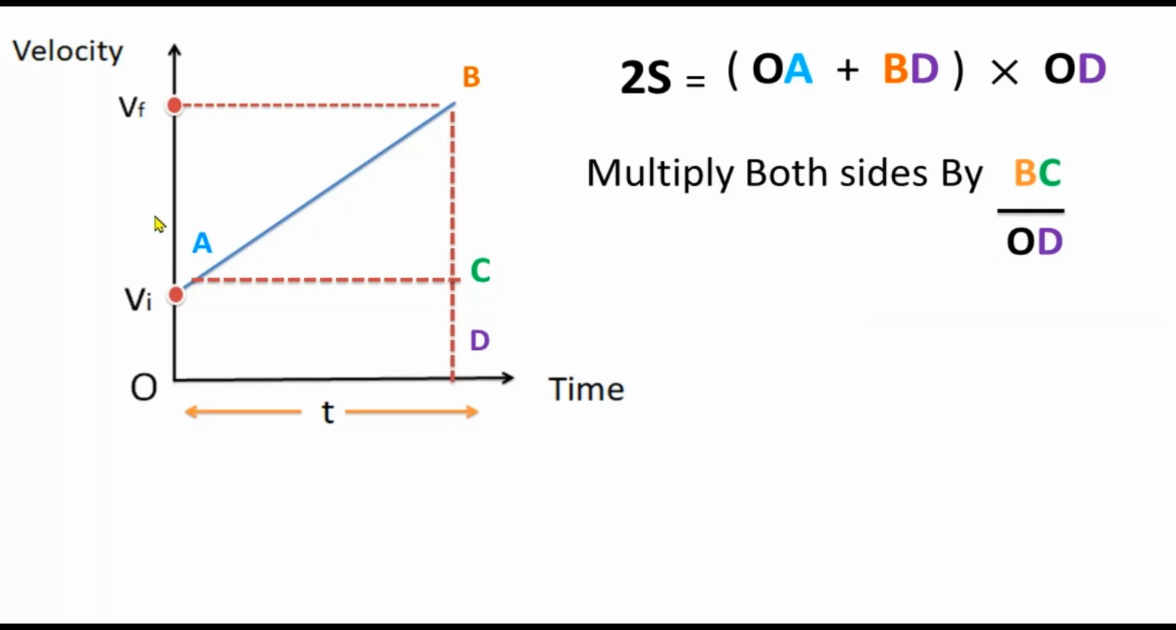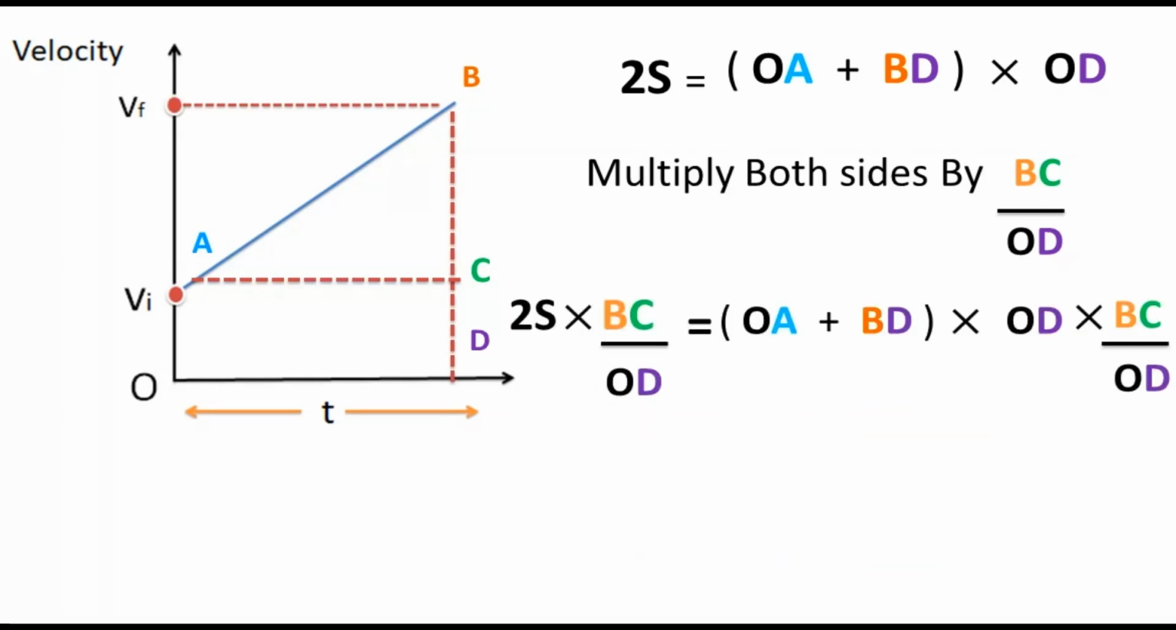Here BC is the change in velocity, which is from Vi to Vf, whereas OD is the time taken. We are multiplying both sides by BC over OD. After multiplying both sides with BC over OD, we get this equation.